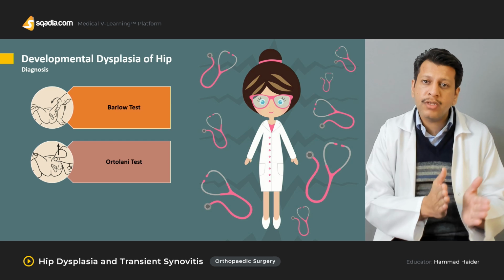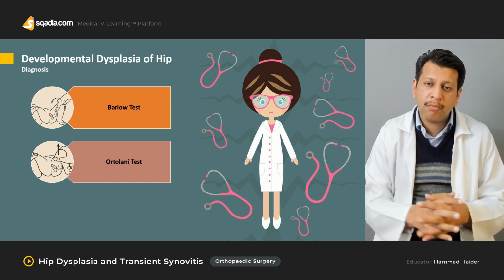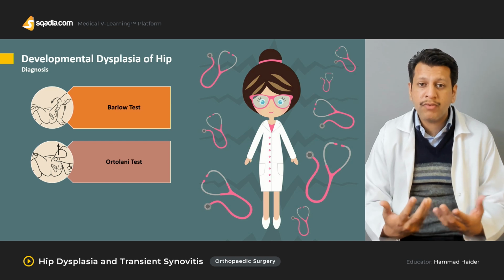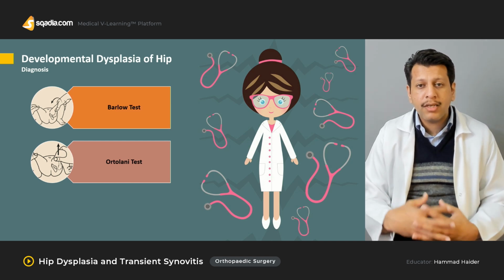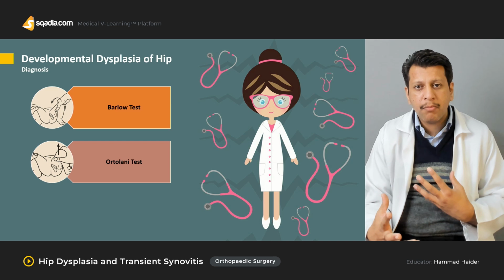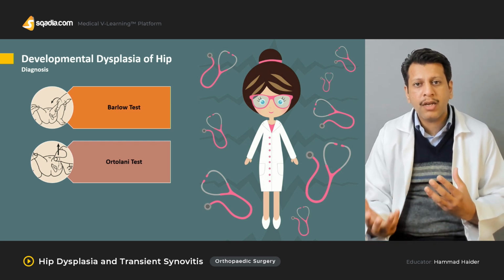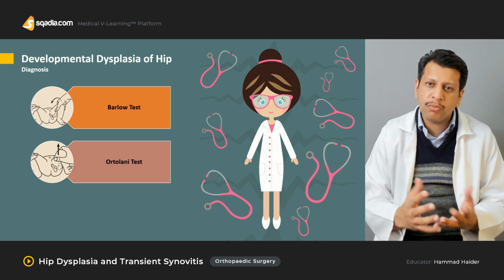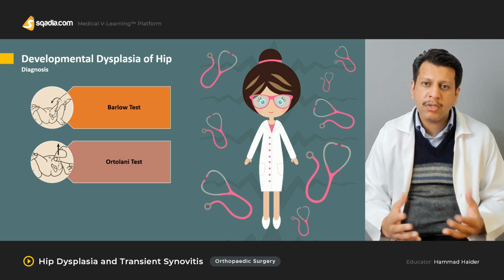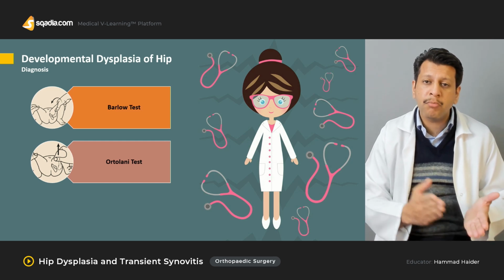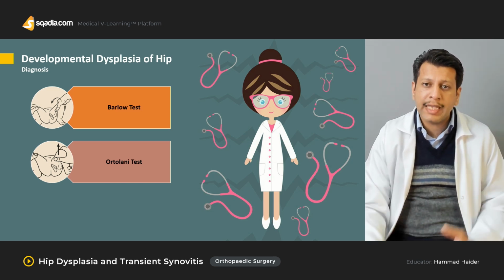Then you don't go for these tests, because by that time the femoral head is ossified, and we can go straight away for x-rays of the pelvis, because by that time contractures would have developed. These tests are only possible while the hip is either dislocatable or reducible. Once the hip becomes completely dislocated and irreducible, both the Barlow and Ortolani become negative.